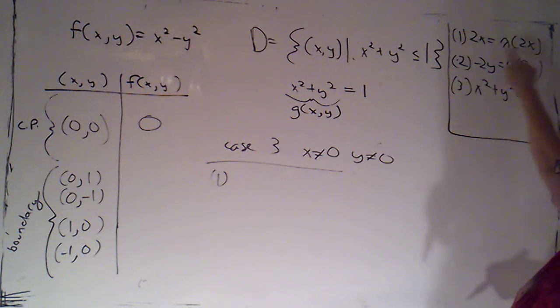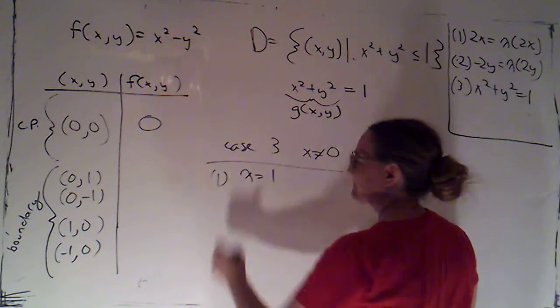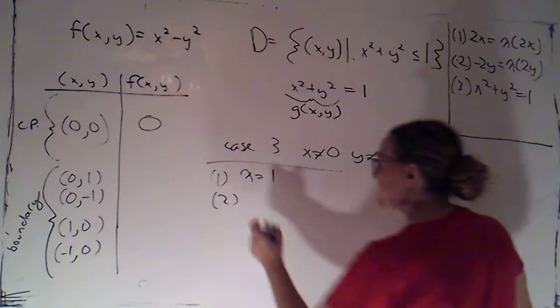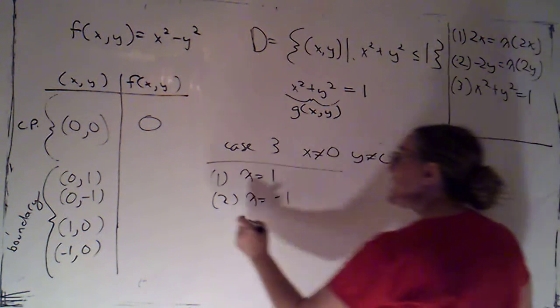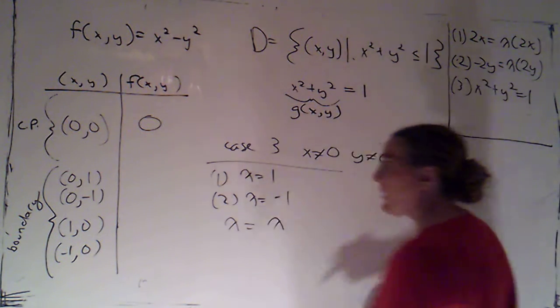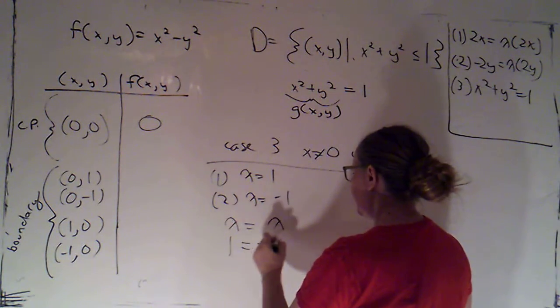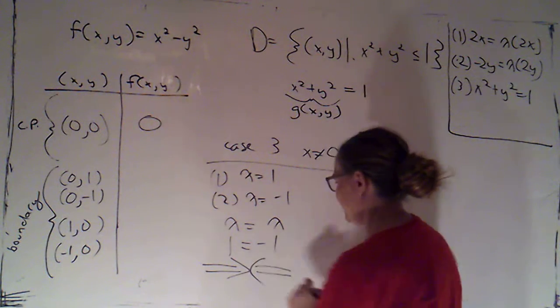I can solve for lambda by dividing by that 2x. Lambda equals 1. In equation 2, I can divide by the 2y. Lambda equals negative 1. It's got to be the same lambda. So I set the results from both of those equal to each other. 1 equals negative 1. That's a contradiction.